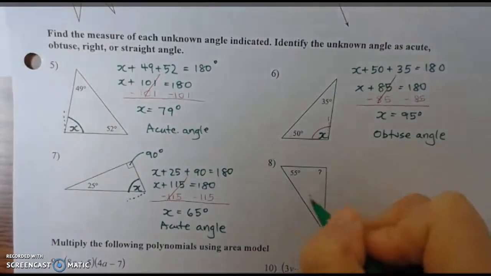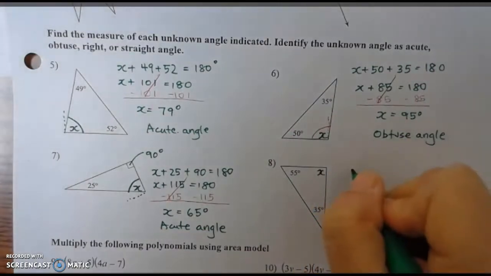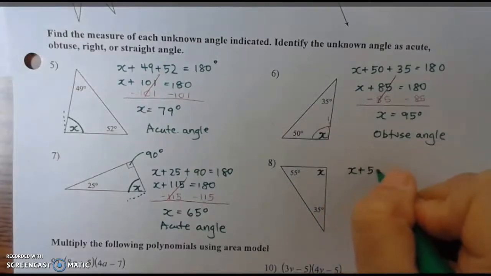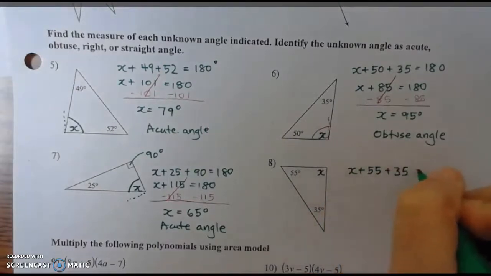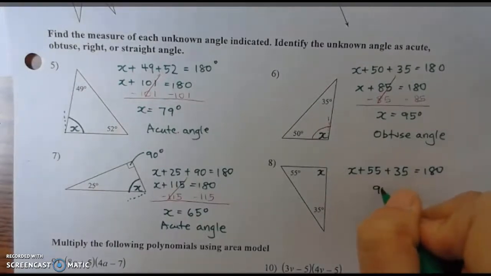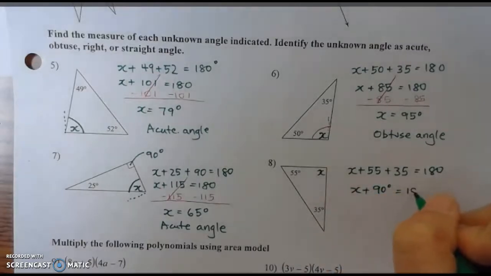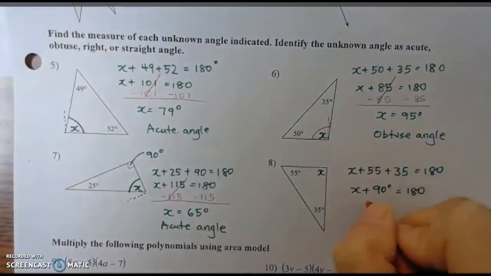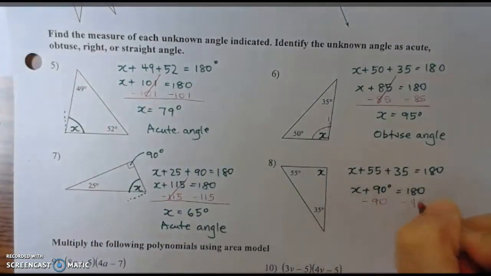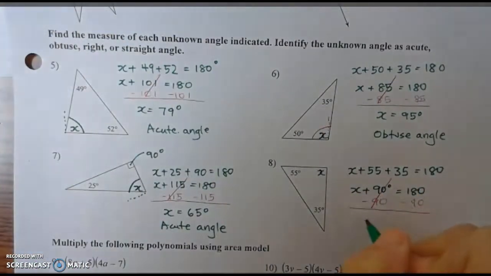And lastly, we have 55 and 35, and let's call that angle x. Okay, so we know that x plus 55 plus 35 is equal to 180. 55 plus 35 is 90 degrees. So x plus 90 is equal to 180. So I can subtract 90 from both sides, and 90 goes away when you add and subtract, and you're left with x is equal to 180 minus 90 degrees, which is going to be 90.